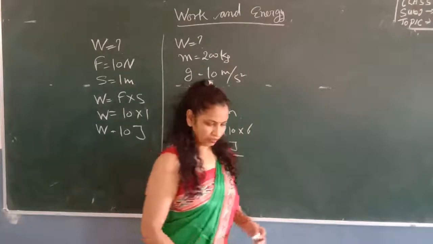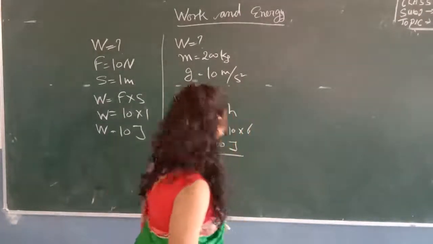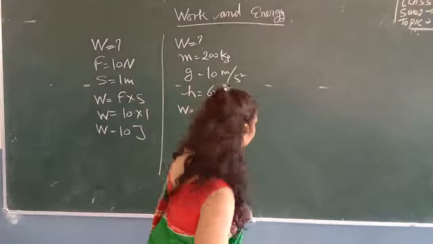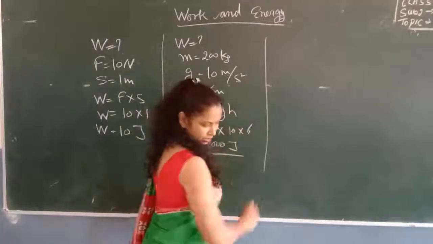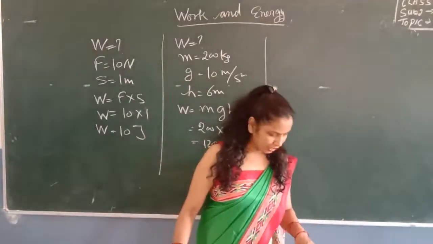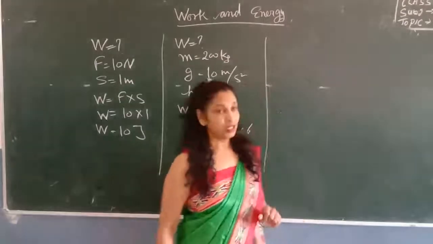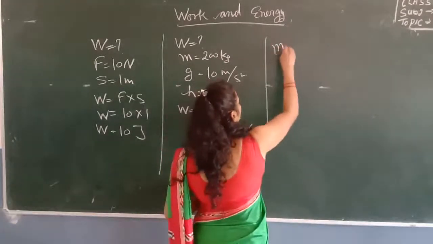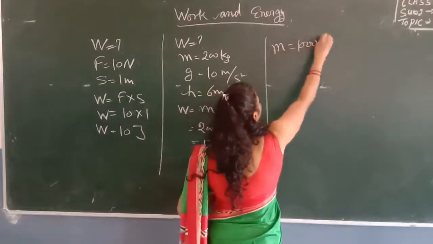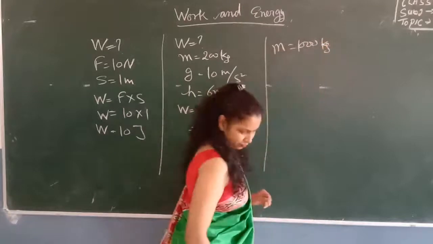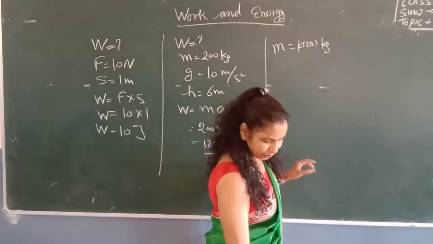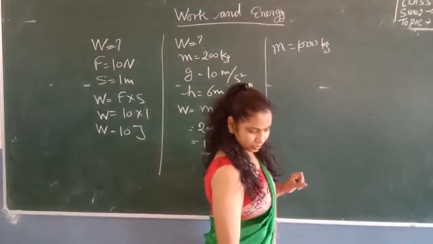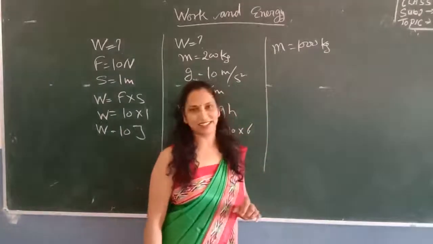Okay. A few more numerical questions. The question is: a car weighing 1000 kg. So this is the mass of the car, M is equal to 1000 kg, and traveling at 30 meter per second speed.